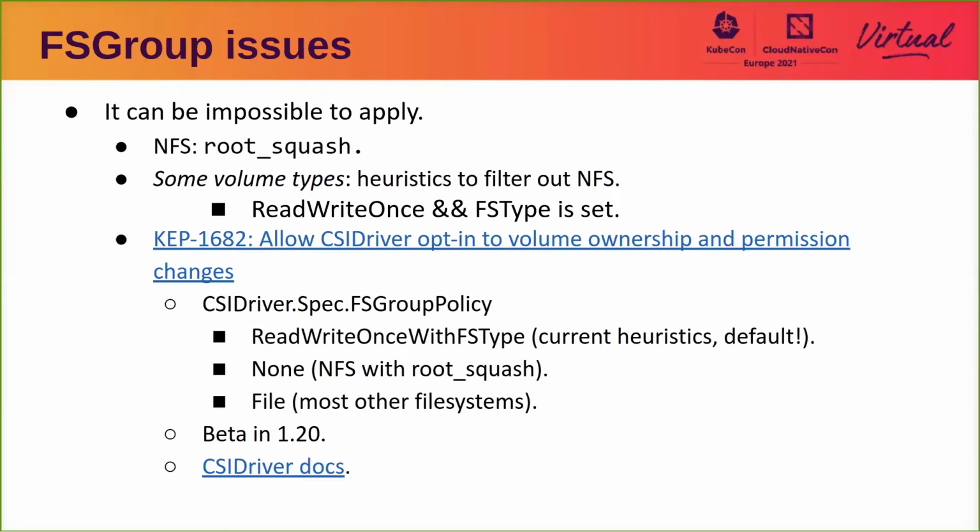Most CSI drivers should set it to File, which tells Kubernetes to apply FSGroup recursively as it is doing now. And this should be used by most CSI drivers. The option None is then for those special CSI drivers that don't support FSGroup. For example, when using NFS with root squash, or when the storage backend doesn't understand POSIX permissions at all.